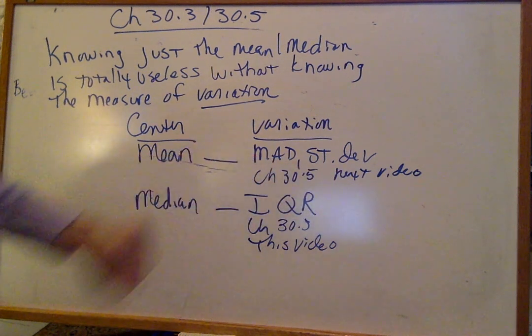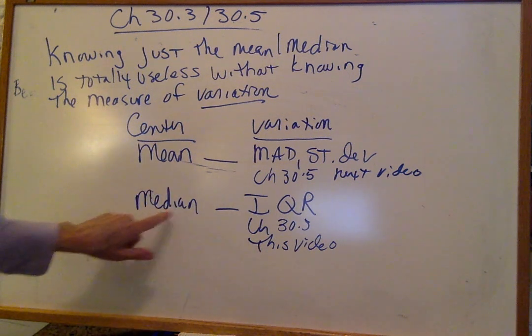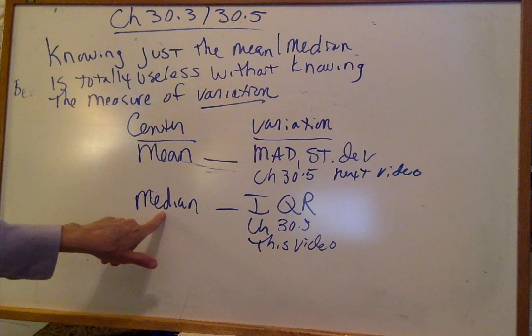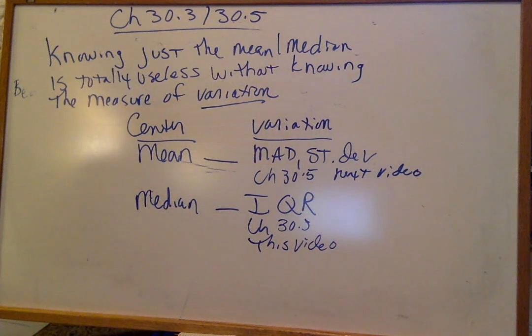That information is in chapter 30.5. So we'll get back to that. Today's video is focused on the variation that gets paired with the median. It's called IQR, and it's in chapter 30.3.